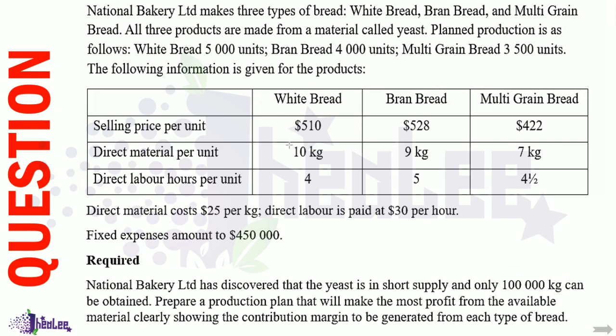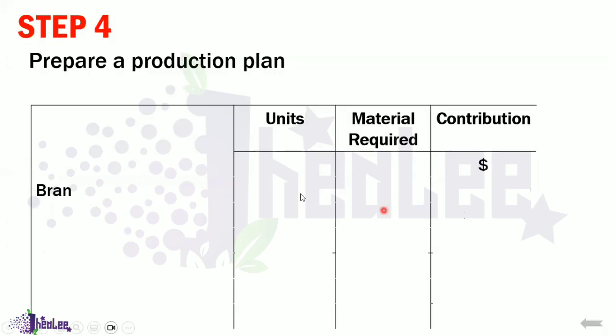So again, we're going to begin with the bran bread, and the business planned to produce 4,000 units. And we are going to enter that information in our workings. So let's get to that. The number of units to be produced for bran bread is 4,000. All right. Now, the material required, we have to enter that.